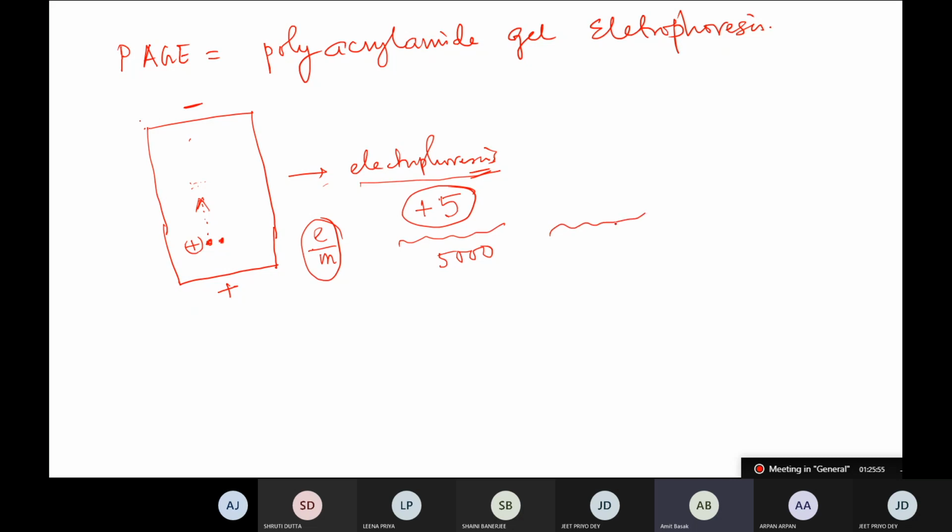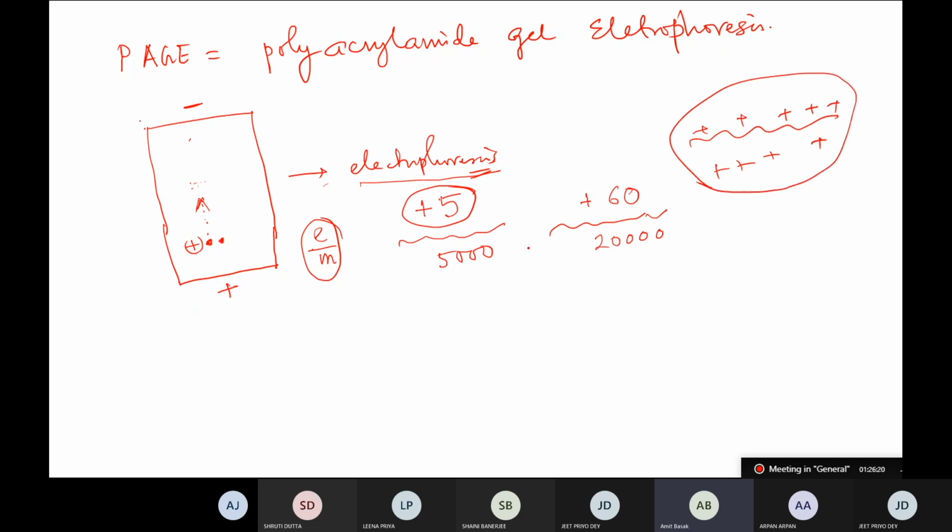Another protein has a molecular weight of, suppose, 20,000, and it has a net charge of, say, 60 plus charges. That means the protein is like this. So there are 60 plus charge points like this. Now, which protein will move faster? Usually smaller proteins move faster because they are light. So light things move faster than the heavier things.